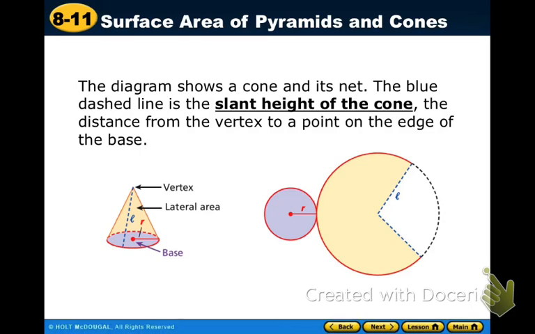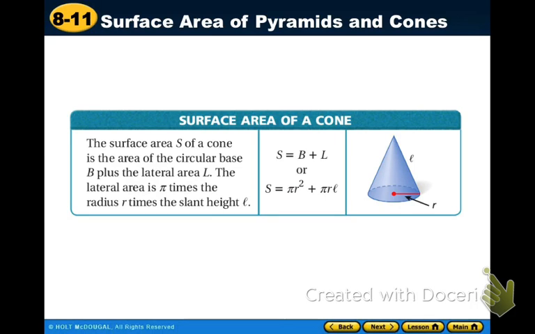When we have a cone, the slant height would be the distance from the vertex to the point on the edge of the circular base. The formula, again, is the area of the base plus the lateral area, which in this case there's one base, so pi r squared plus pi r l.